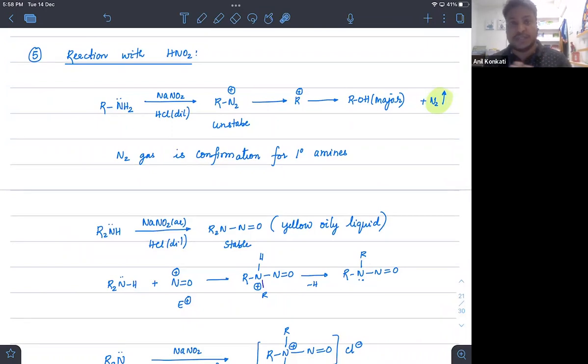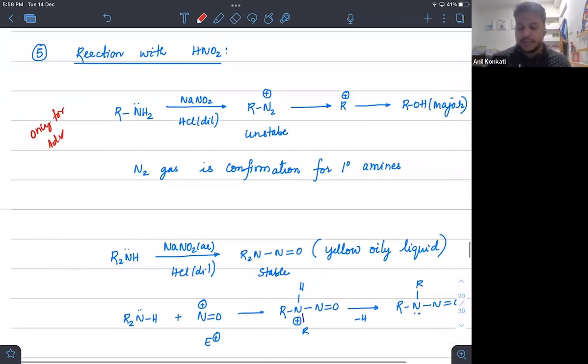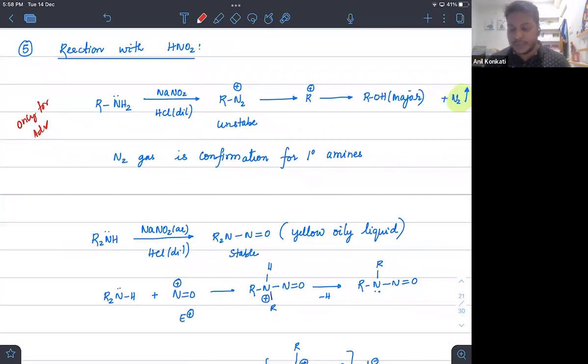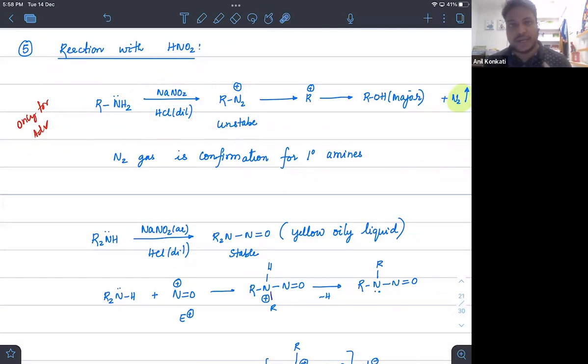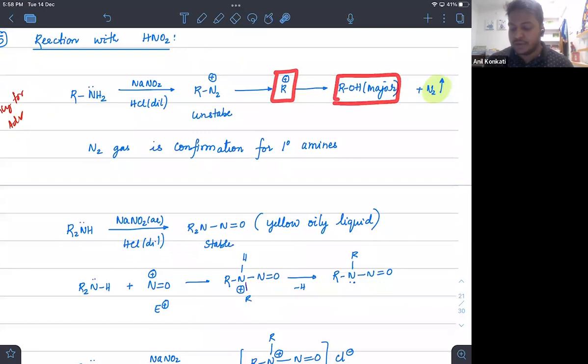HNO2 is not in the JEE Main syllabus, so remember it only for Advanced. Now, reaction with HNO2. If you take a 1 degree amine and react it with NaNO2, you will get a diazonium salt, and alkyl diazonium salts are highly unstable. So immediately it will form a carbocation, and the major product will always be alcohol, releasing N2.